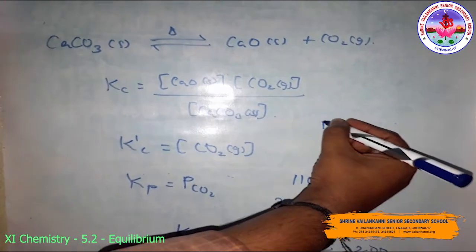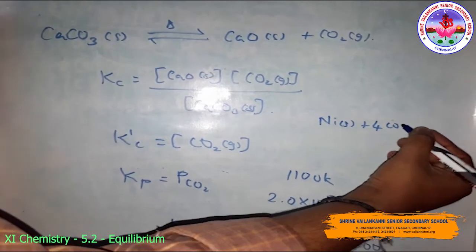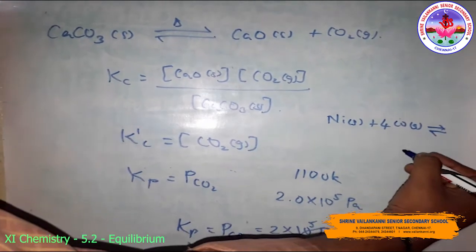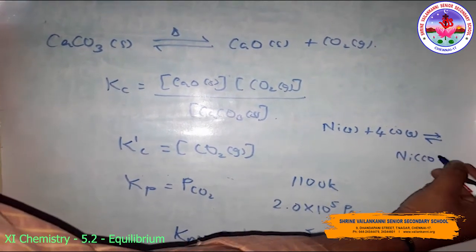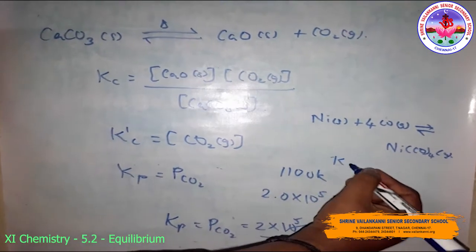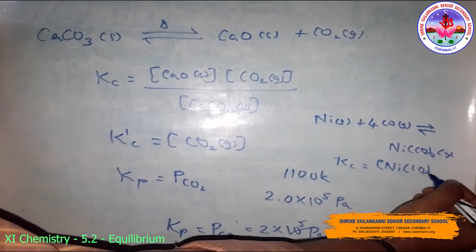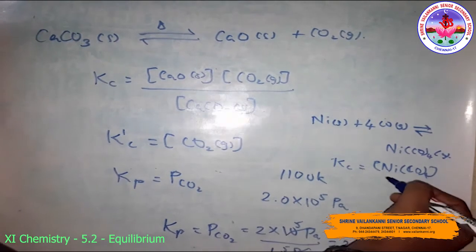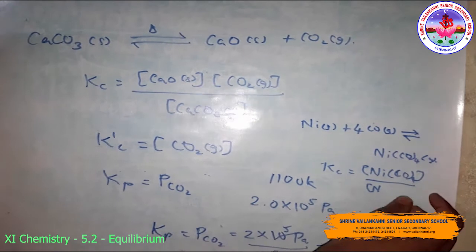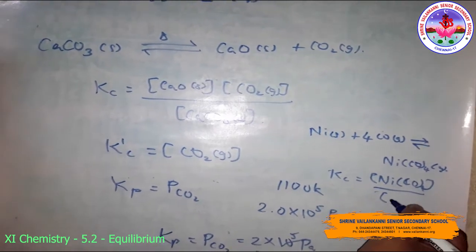Similarly, in the equilibrium between nickel, carbon monoxide and nickel carbonyl, for example, we can write here nickel solid plus 4 moles of carbon monoxide gas in equilibrium with nickel tetracarbonyl gas. So we can write the equation for Kc as concentration of nickel tetracarbonyl divided by concentration of carbon monoxide gas power 4.